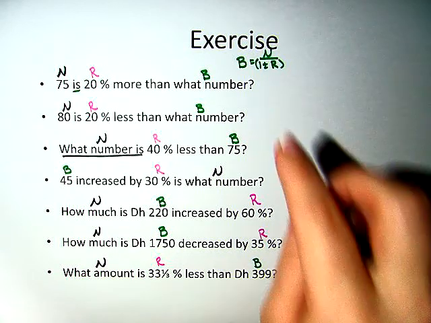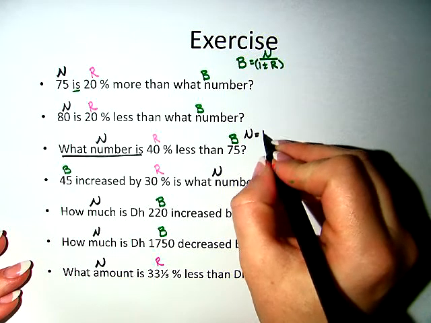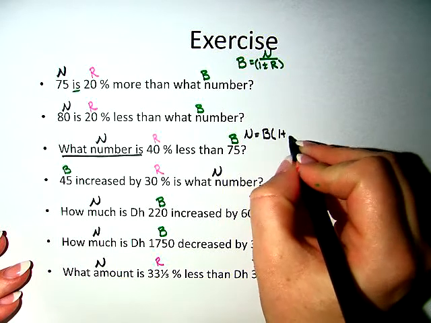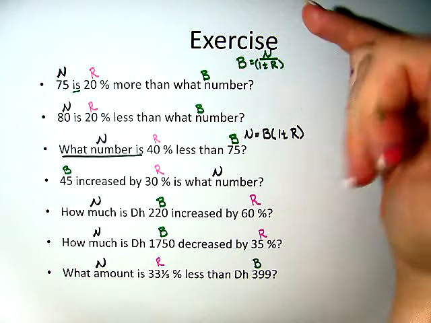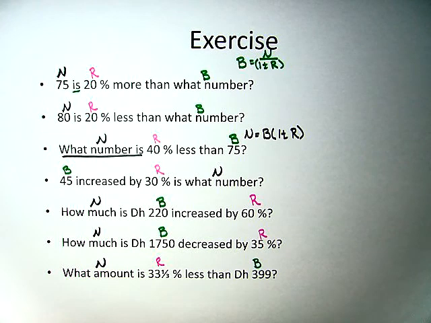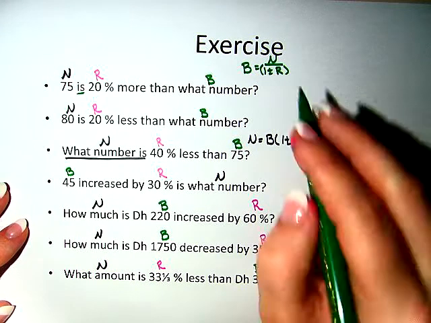Okay, so we have the formula for base. Now what's the formula for n? The formula for n is the base times 1 plus or minus the rate. Okay, so we have the two formulas that we're going to use for this whole work. Let's go ahead and try it. And we're just going to use one or two colors. Let's start with finding the base or the original number.